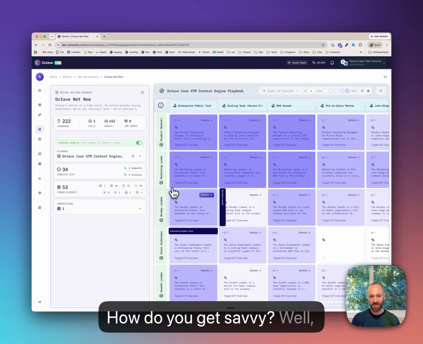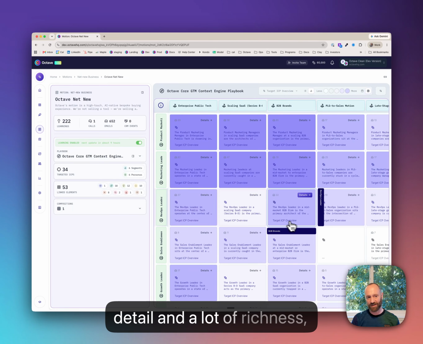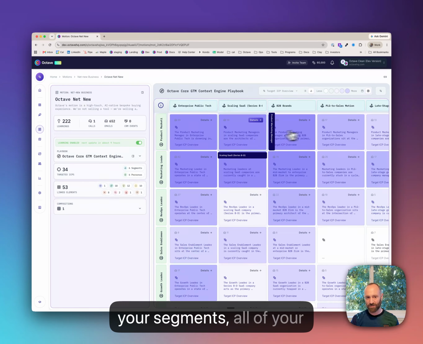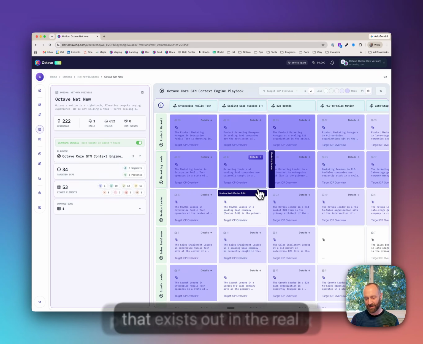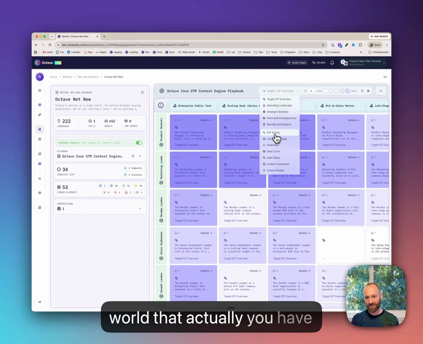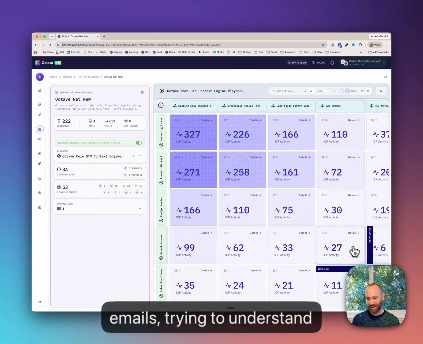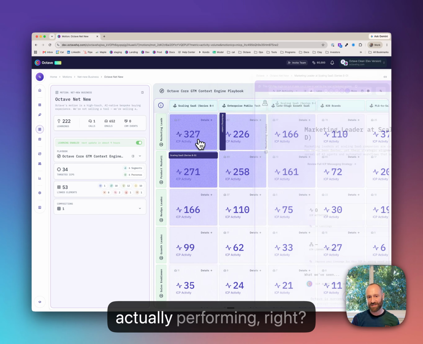How do you get savvy? Well, you got to feed them a lot of detail and a lot of richness, right? So motions now natively understand all of your segments, all of your personas, right? This matrix that exists out in the real world that actually you have different levels of activity across, right? Octave is reading from your CRM, listening to your calls, your emails, trying to understand what's happening here, and then learning what's actually performing, right?